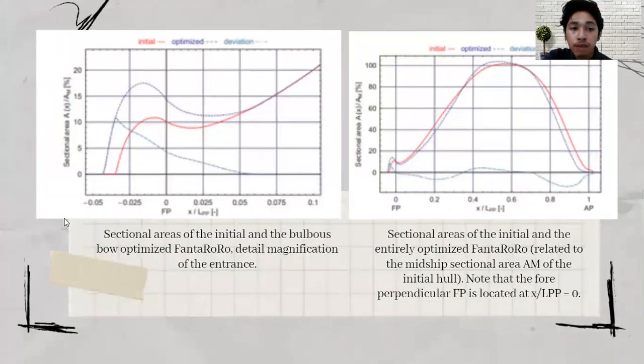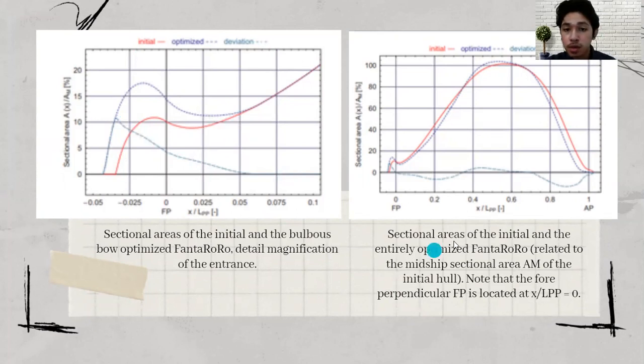And then we have the sectional areas of the initial and the bulbous bow optimized Pantaloon. This is the detailed magnification of the entrance. The red one is the initial line, the dark blue one is the optimized, and between them there is a deviation line.